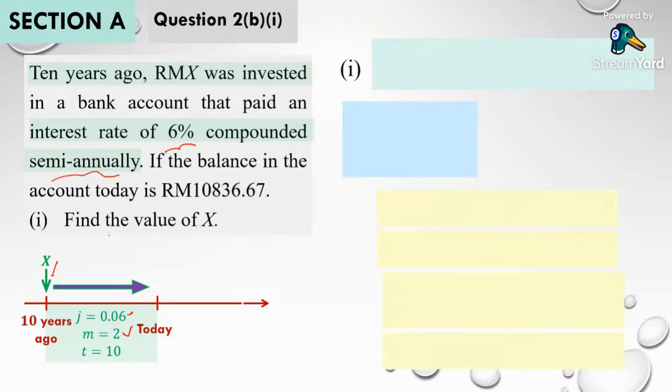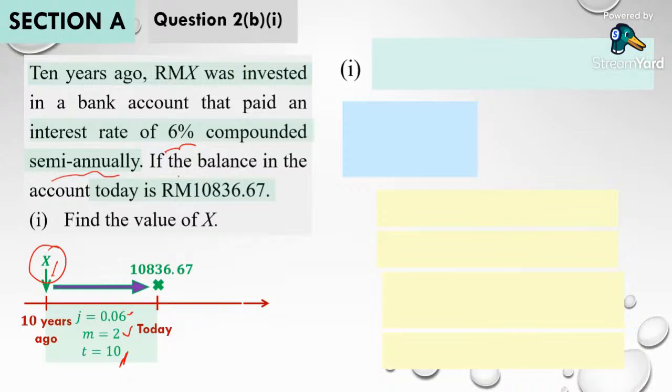And it will roll until today. From 10 years ago until today, the duration is 10 years. Finally, the last part of the sentence tells us that the balance today is 10836.67. That means at the end, this is the amount that has rolled out. So now what we want to do is find out the value of X here.